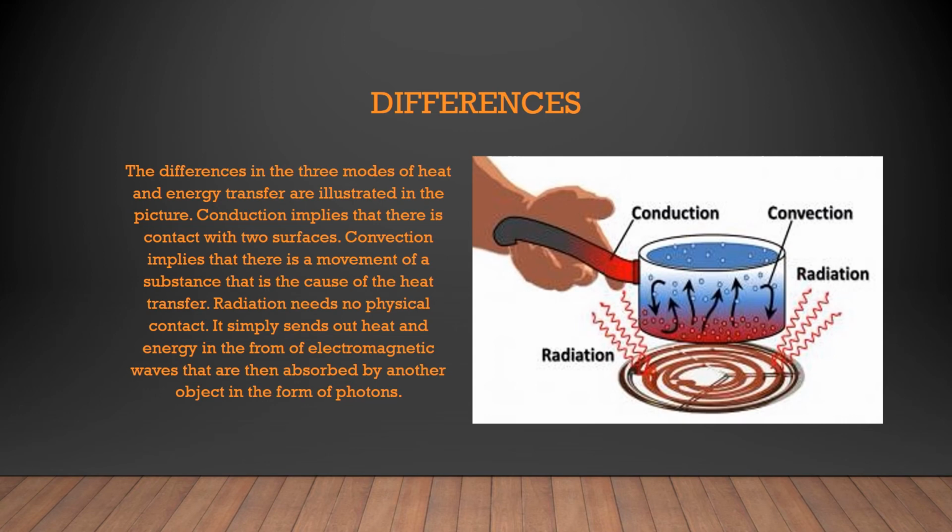Revisiting the first picture of this PowerPoint, the differences in the three modes of heat and energy transfer are illustrated in the picture. Conduction implies that there is contact between two surfaces. Convection implies that there is a movement of a substance that is the cause of the heat transfer. Radiation needs no physical contact. It simply sends out heat and energy in the form of electromagnetic waves that are then absorbed by another object in the form of photons.